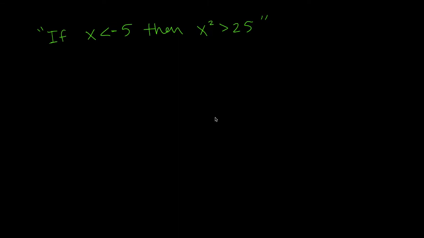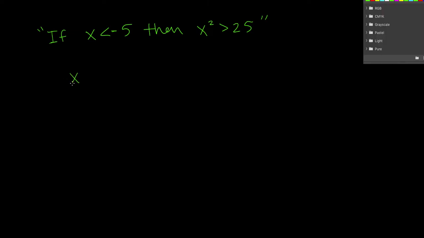Hey math kids, today we're going to talk about proof by deduction, and we're going to look at this statement and prove it true or false. Okay, so it says prove by deduction, and what we're going to look at is if x is less than -5. So let's just come up with some numbers that are less than -5.